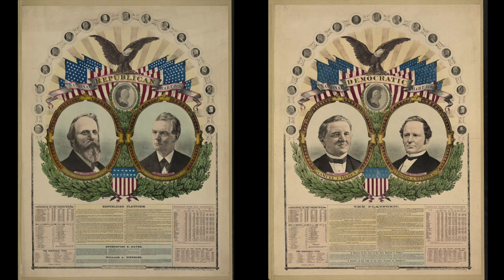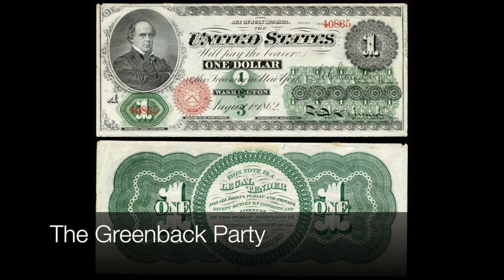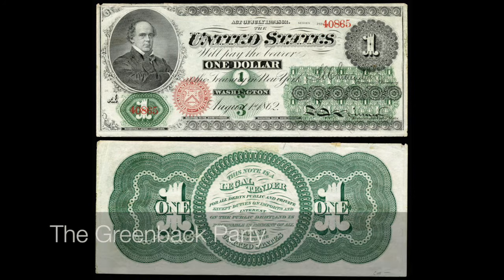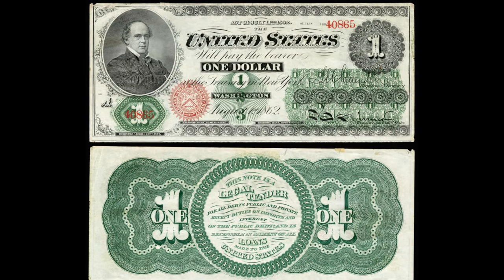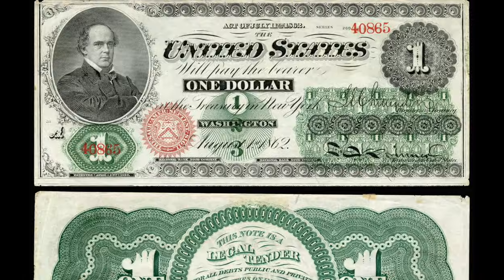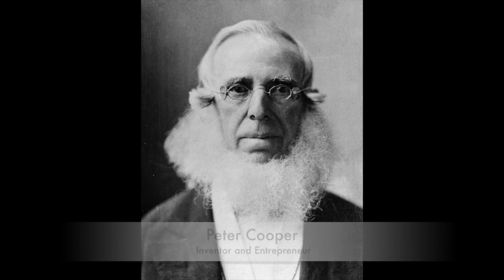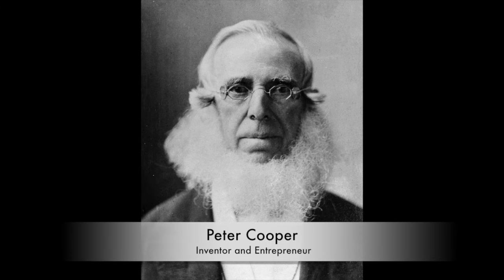But wait, there's more! A new political party called the Greenback Party had emerged to offer a third option. They wanted inflation through printing paper money called greenbacks and were quite anti-monopoly, bringing these two issues into the national spotlight. They nominated inventor and entrepreneur Peter Cooper for president.